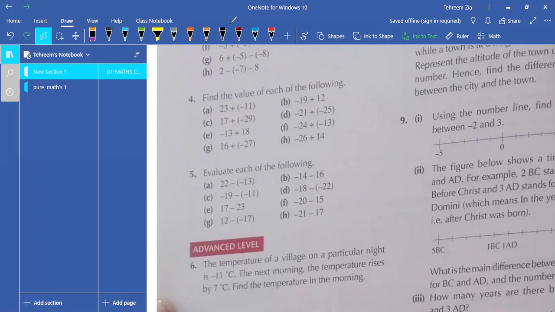Now we have to find the values of each of the following. So, again the same method. First of all, solve the brackets. So it's 23 plus minus 11. So what we are going to get is, now you people are going to solve the questions. Plus minus.